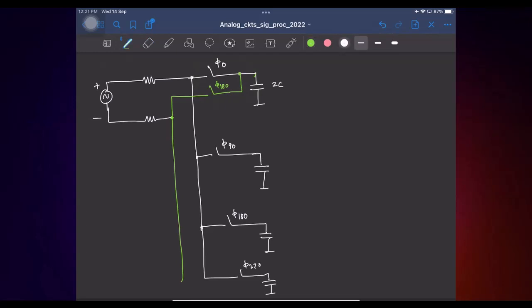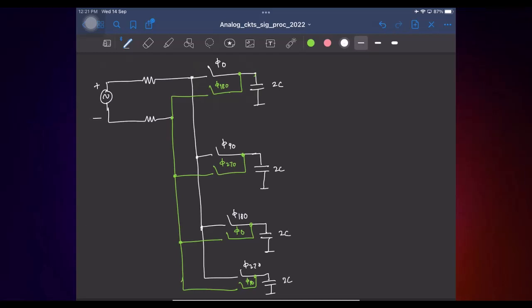Fine. And similarly for 90, I have to add it with a clock that is 180 degrees apart, which is 270. Similarly for this, it is 0 and 90, right? And all these capacitors become 2C.